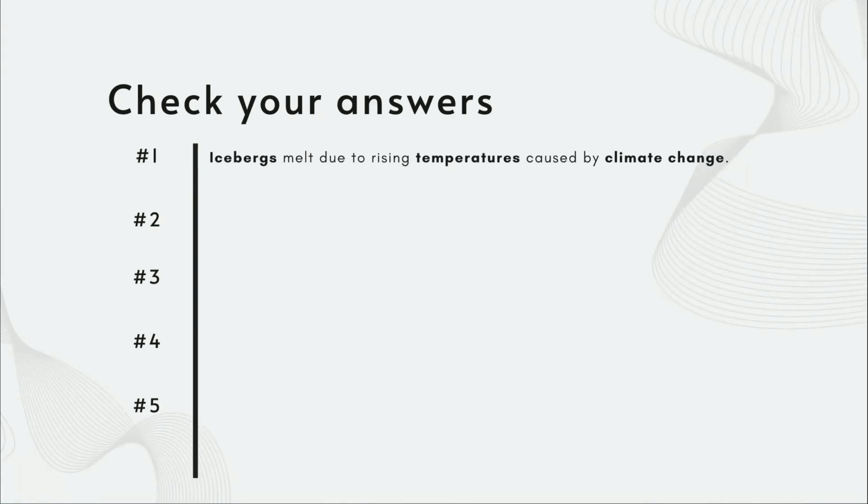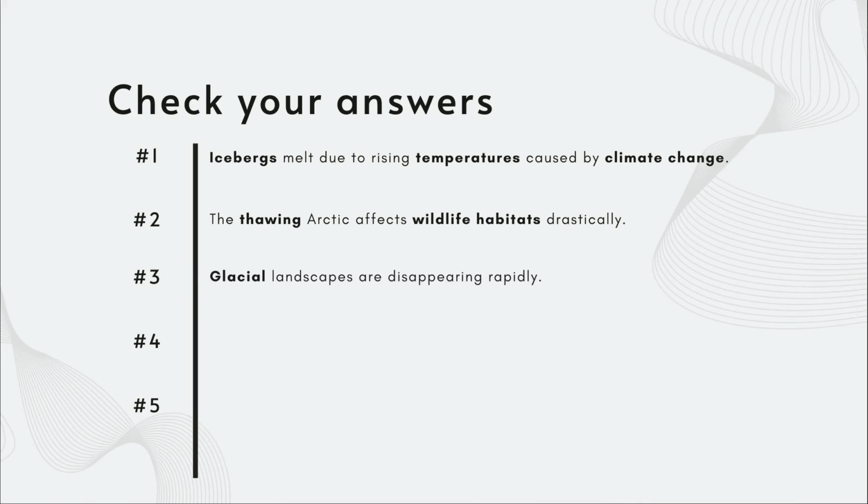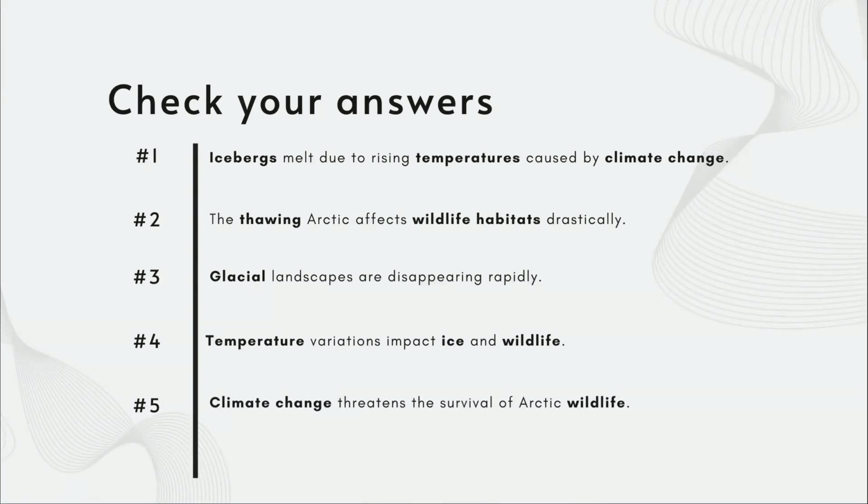Icebergs melt due to rising temperatures caused by climate change. Number 2. The thawing Arctic affects wildlife habitats drastically. 3. Glacial landscapes are disappearing rapidly. Number 4. Temperature variations impact ice and wildlife. Number 5. Climate change threatens the survival of Arctic wildlife.